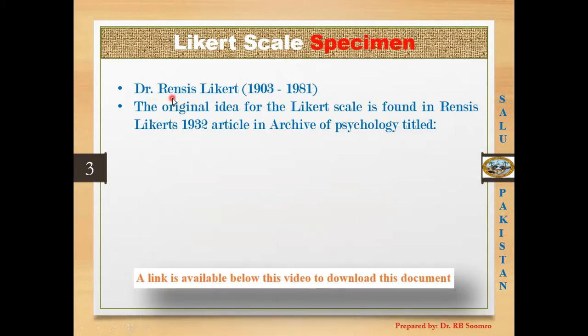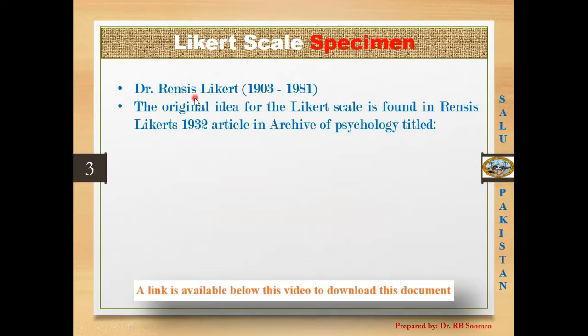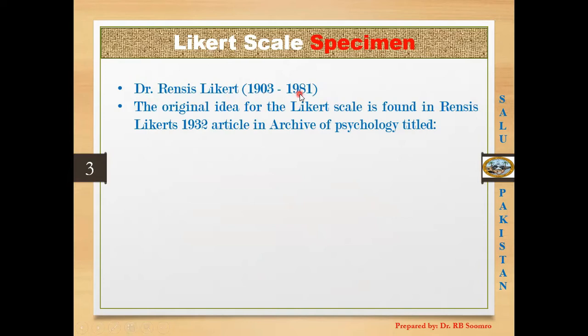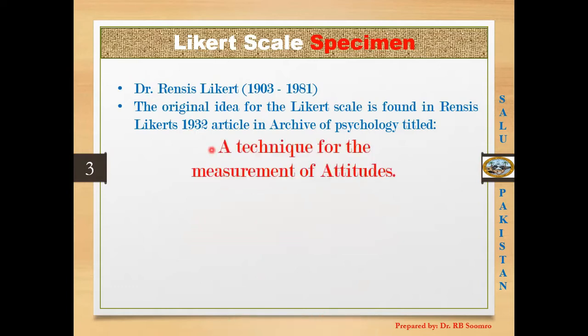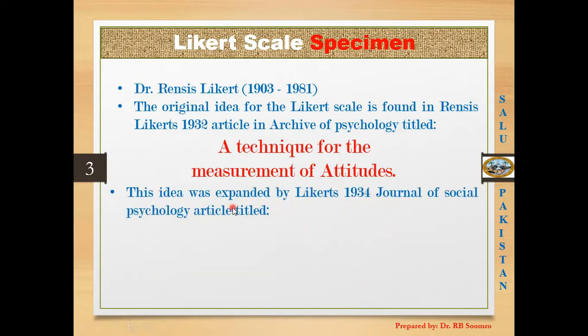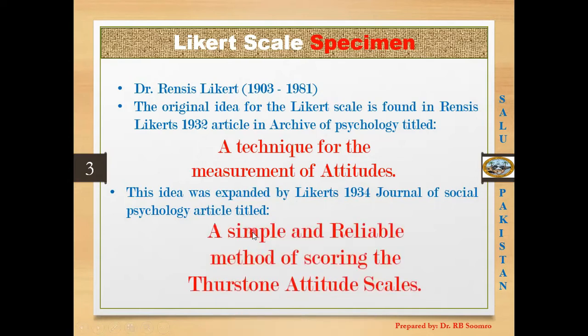So Likert was taken from Dr. Rensis Likert. Dr. Rensis Likert, from 1903 to 1981, was the person who basically originated this idea in 1932, in the article titled A Technique for the Measurement of Attitude. So how to measure someone's attitude towards a certain product, a certain service, all these things. So now this scale is available to measure the attitude of someone. Okay, so this idea was responded to by Likert in 1934 in the Journal of Social Psychology, titled A Simple and Reliable Method of Scoring the Thurstone Attitude Scale.